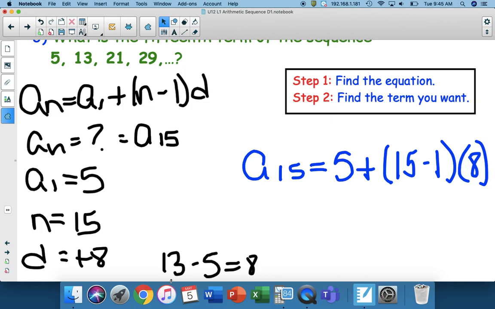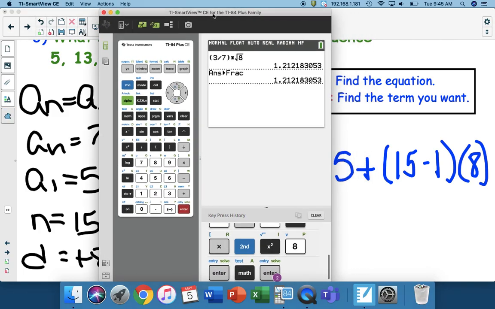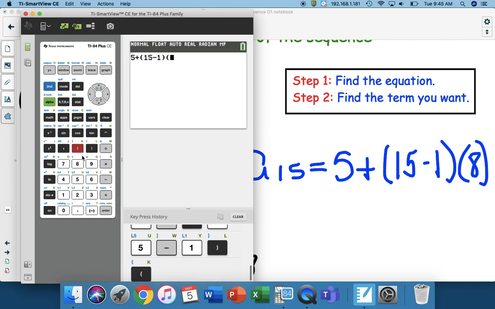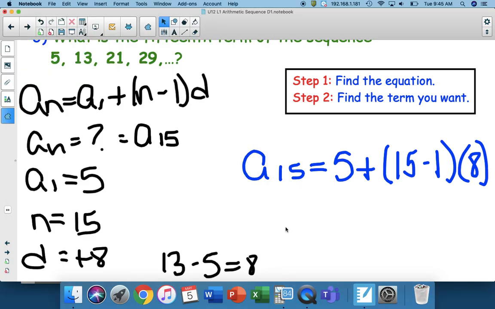As long as I write this correctly, I'm just going to plug this into the calculator. Let's move the calculator over a little bit and clear that out of the way. So we have 5 plus 15 minus 1 times 8. And like we always tell you guys, just write exactly what you have in the calculator. As long as you do that, it will always be right. So our answer in this case is going to be 117. So going back here, a15 equals 117.